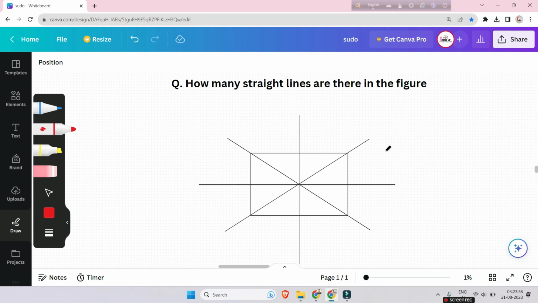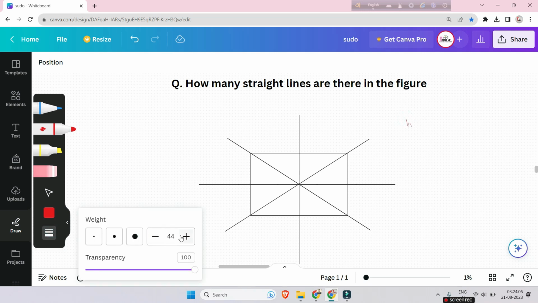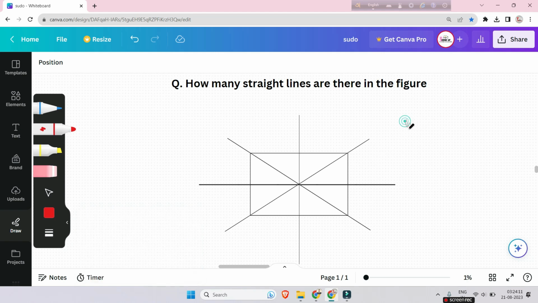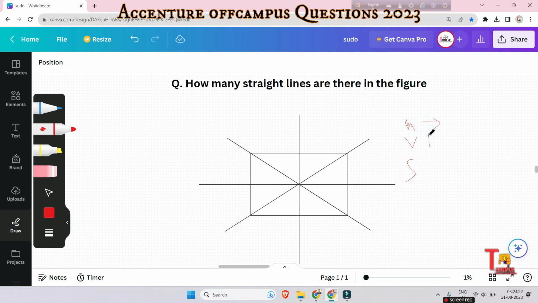So at first, before we solve the questions, we have to know that there are three types of straight lines, right? One is horizontal, second is vertical, and third is slanting lines, right? So horizontal lines look like this, and vertical lines look like this, and slanting lines look like this, right?